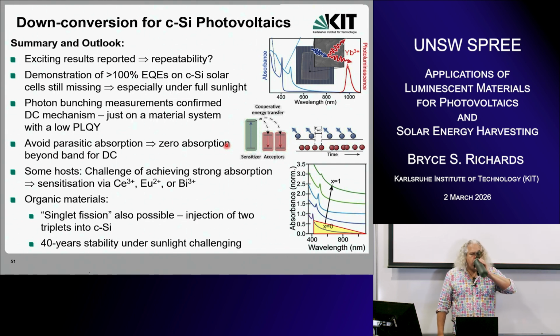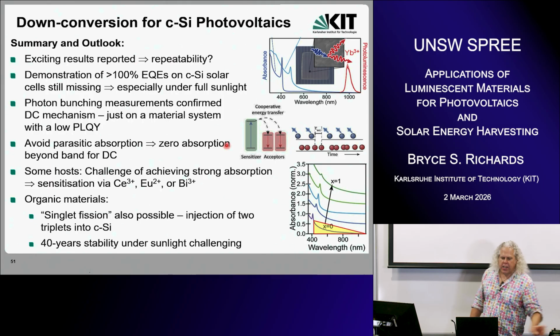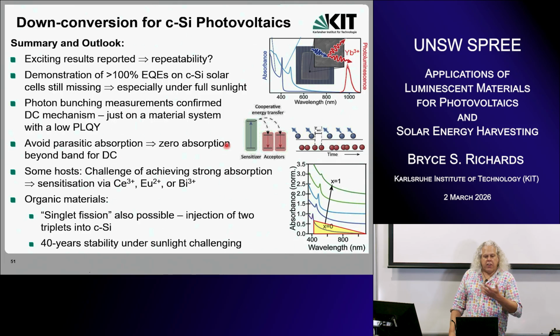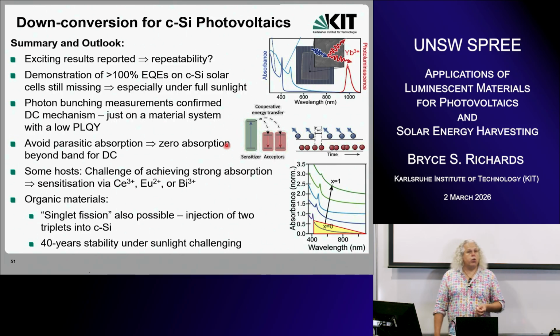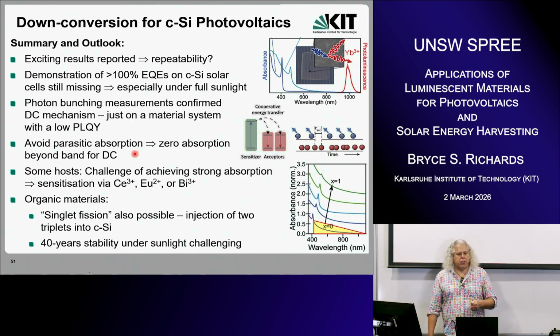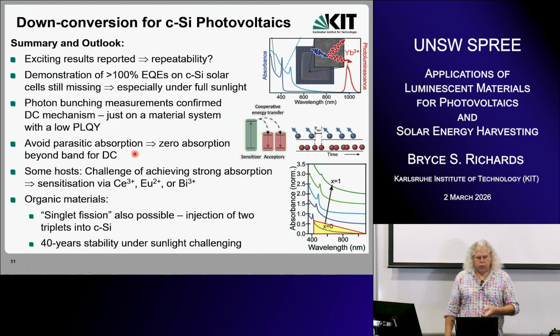Repeatability seems to be a big issue there. So the demonstration of a greater than 100% EQEs on a silicon solar cell is still missing, and especially doing that under full sunlight. These photon bunching measurements are giving us a cool tool to be able to look at these materials more closely. It's not only about measuring a quantum yield, but you can actually understand more about the mechanisms involved. I've commented on the need to avoid parasitic absorption in your system, because otherwise you could make the overall performance of your solar cell worse.